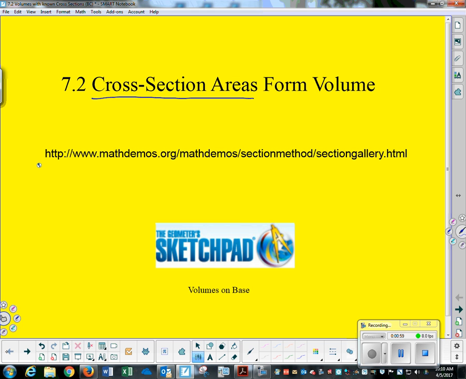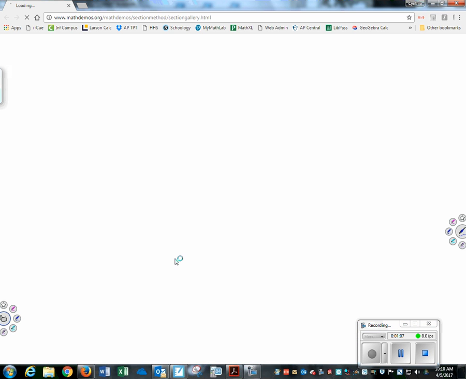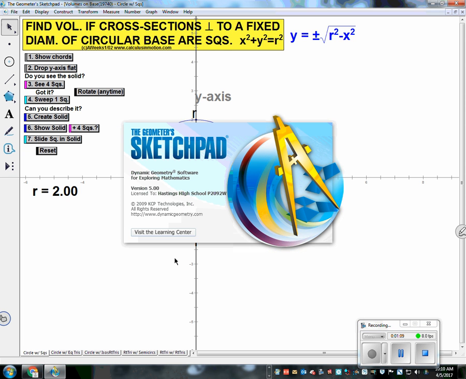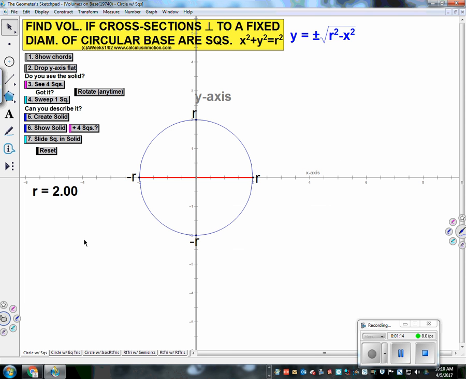And I have a computer animation that does a fairly nice job on this. Guess it's not open. Let me see if I can, not that one, this one. So the Sketchpad example does a nice job of illustrating what we're after, and maybe you can get a notion of this 3D object that is created by cross-sectional pieces.